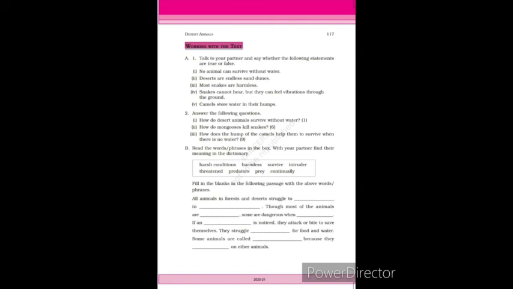Talk to your partner and say whether the following statements are true or false. Number 1, no animals can survive without water. True. Deserts are endless sand dunes. False. Most snakes are harmless. True. Snakes cannot hear, but they can feel vibrations through the ground. True. Camels store water in their humps. I want you to find the answer to this one in the textbook, okay, in the story, in the lesson itself.